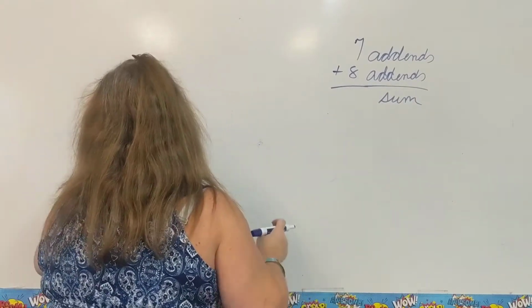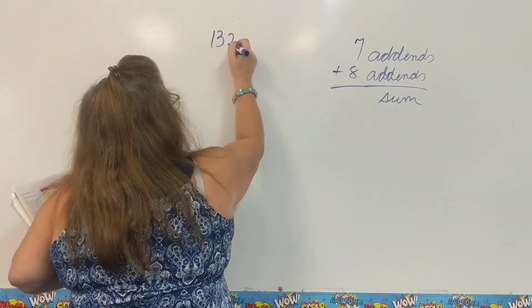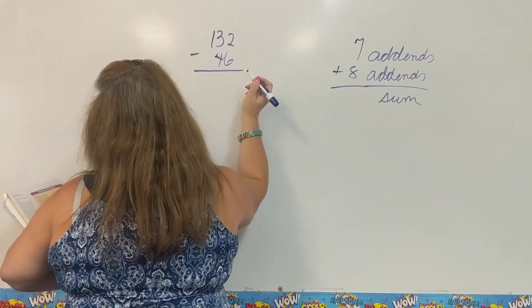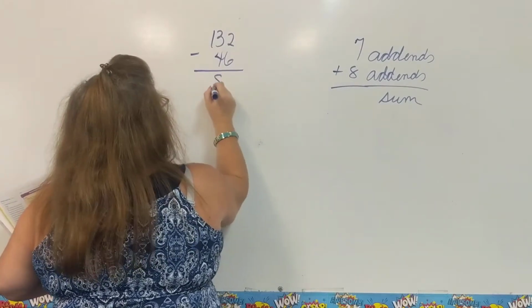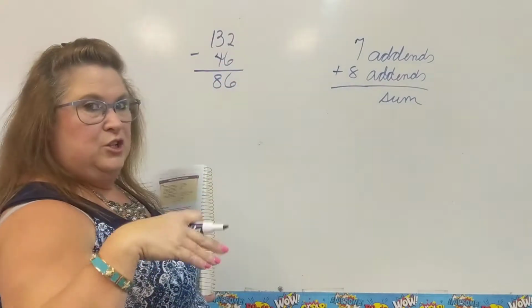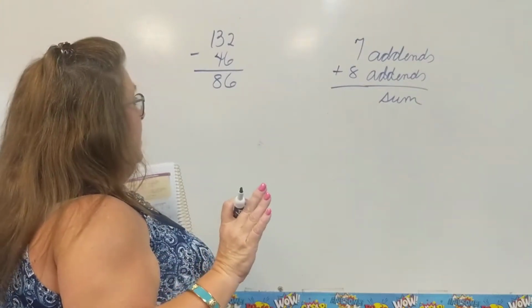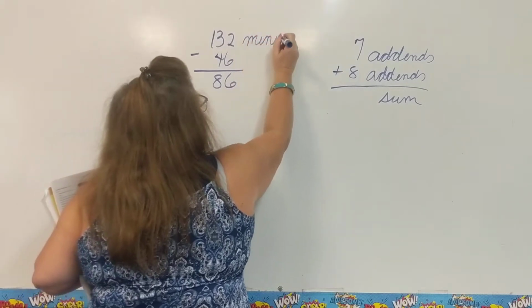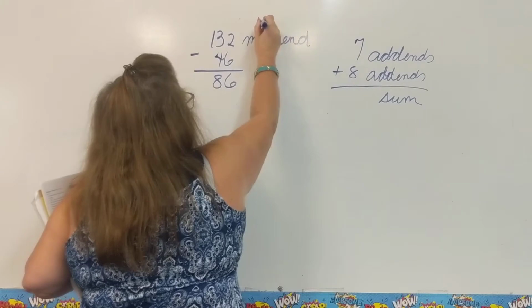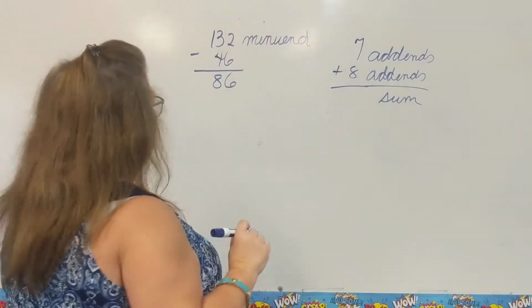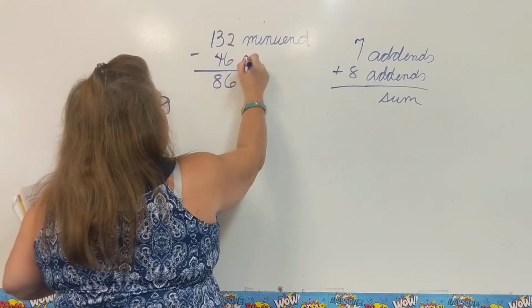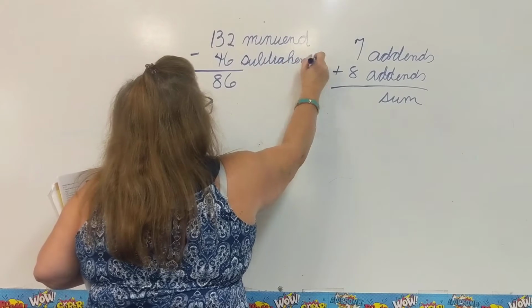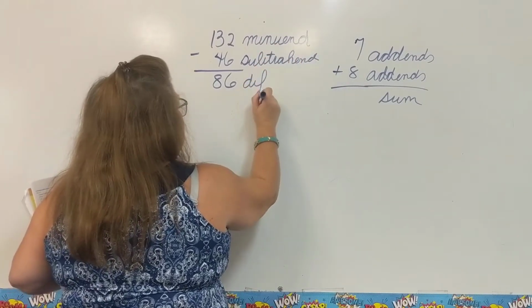So if we have the problem 132 minus 46 equals 86. I'm just going to write the answer for the sake of showing you something right now. The names of these numbers are: the top number, or the largest number, or the number we are subtracting from, is the minuend. The number we are subtracting is the subtrahend. And the answer is called the difference.